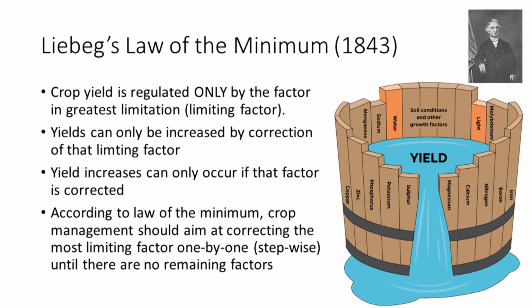And so according to Liebig's law of the minimum, yield can only increase if that factor is corrected. It makes no sense to correct any other factor other than the one that is limiting. And so what Liebig's law leads to is a management philosophy that says we need to aim at correcting the most limiting factor one by one until there are no remaining limiting factors. So we go to the most limiting factor, correct that, then the next limiting factor, correct that, and so on and so forth. Simple enough.